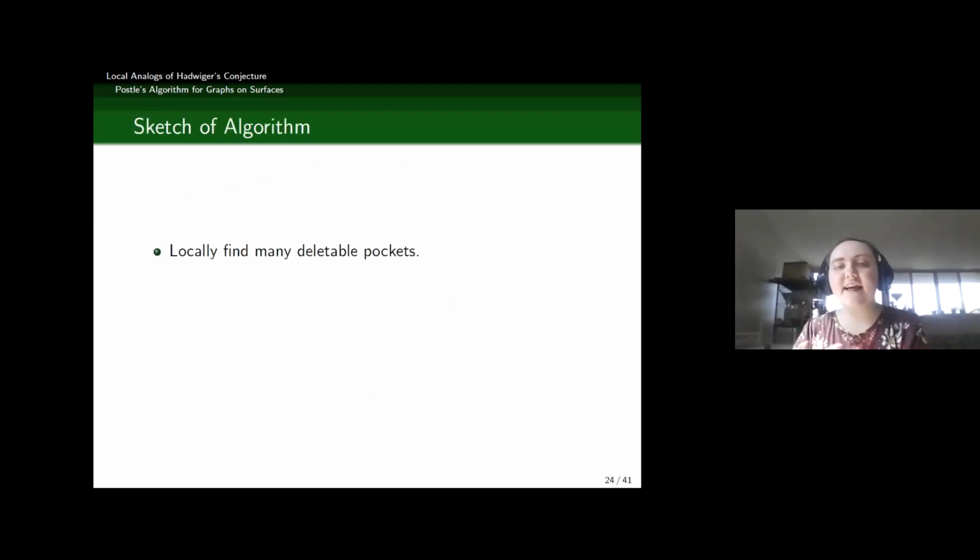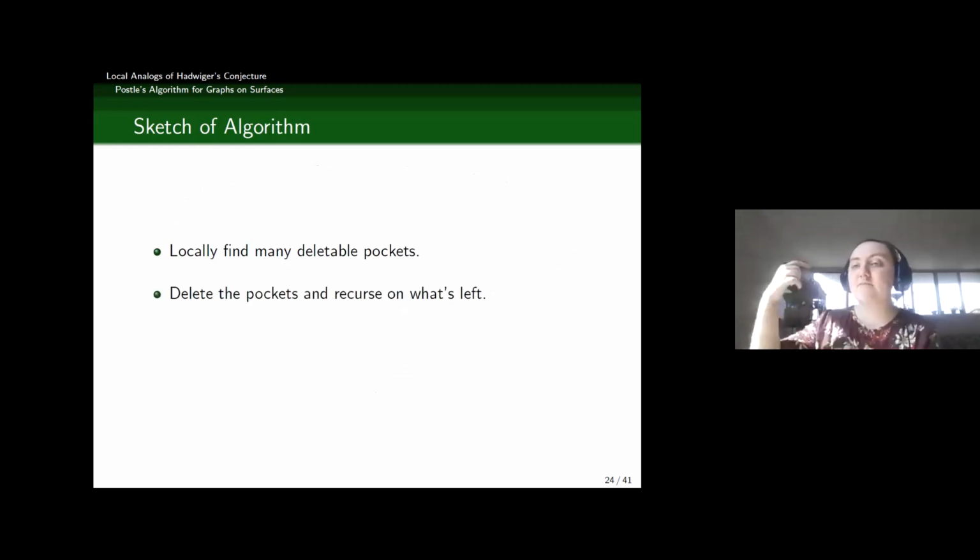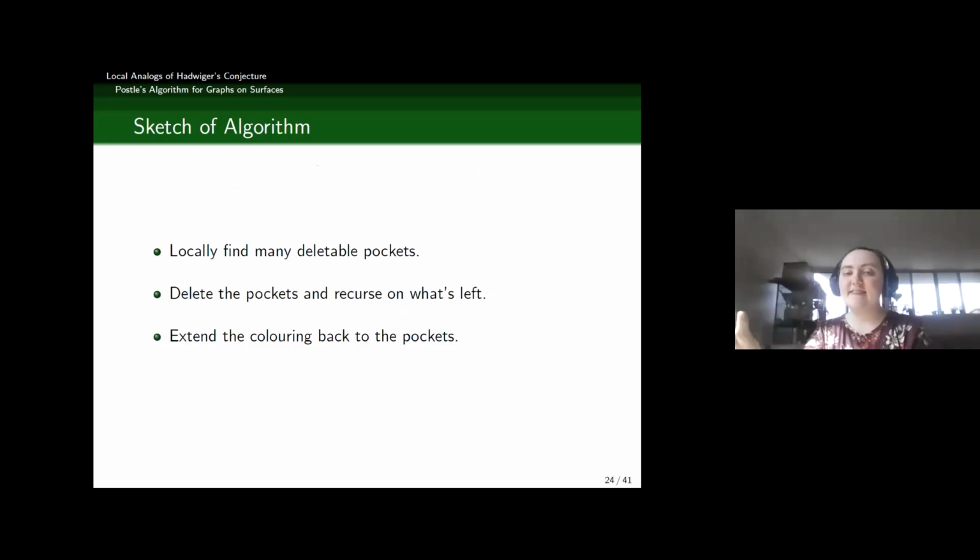So the general idea of Postle's algorithm is to locally find a bunch of deletable pockets. And this is entirely feasible because pockets have bounded size, they have bounded degree, and the deletability condition is entirely internal. It doesn't depend on anything that's going on outside the pocket. Delete the pockets, recurse on what's left, and then extend the coloring back to the pockets. And again, we can do that no matter what happens in the rest of the graph because we use a very, very strong notion of deletability for pockets.